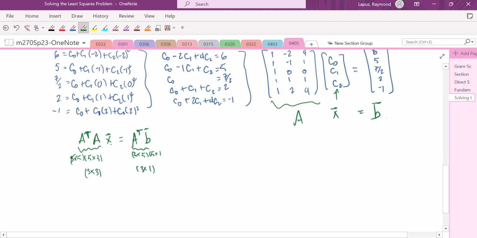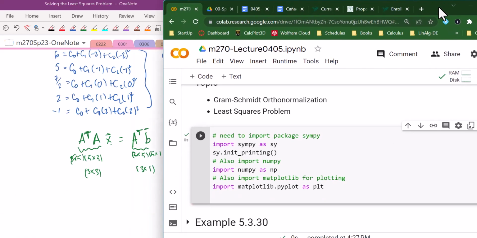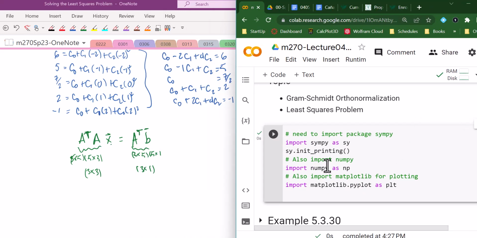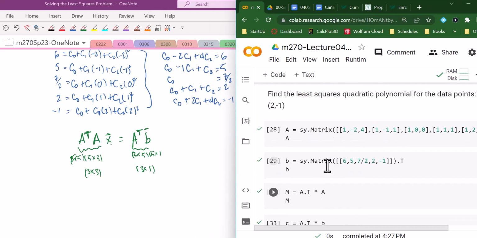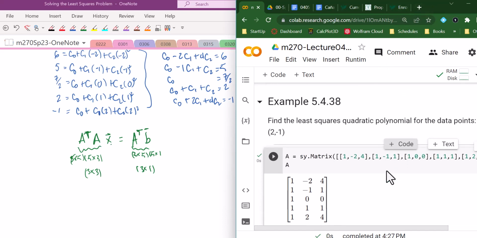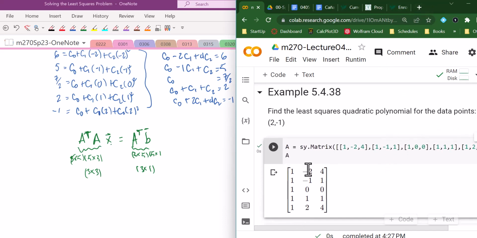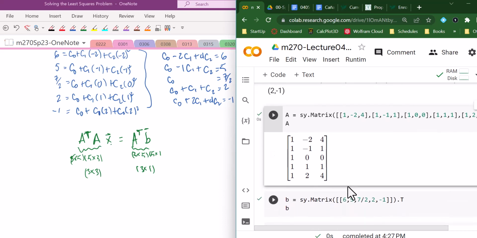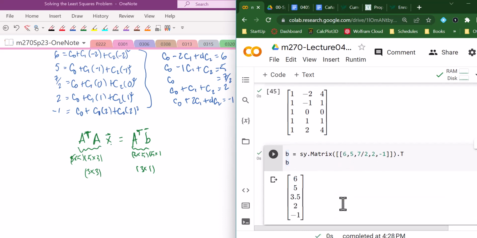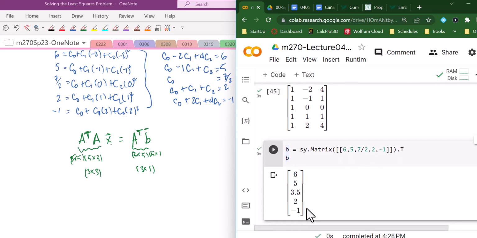Okay, and so from here, what I'm going to do is call on Python to help me get through these values. We've got our stuff imported, and we'll go down to the actual problem that we're working on. So first of all, we want to identify the matrix. Here is our matrix with the 1s, the x values, and then the x squared values. And then your B matrix is going to be the set of y values. So that's the beginning of the problem.